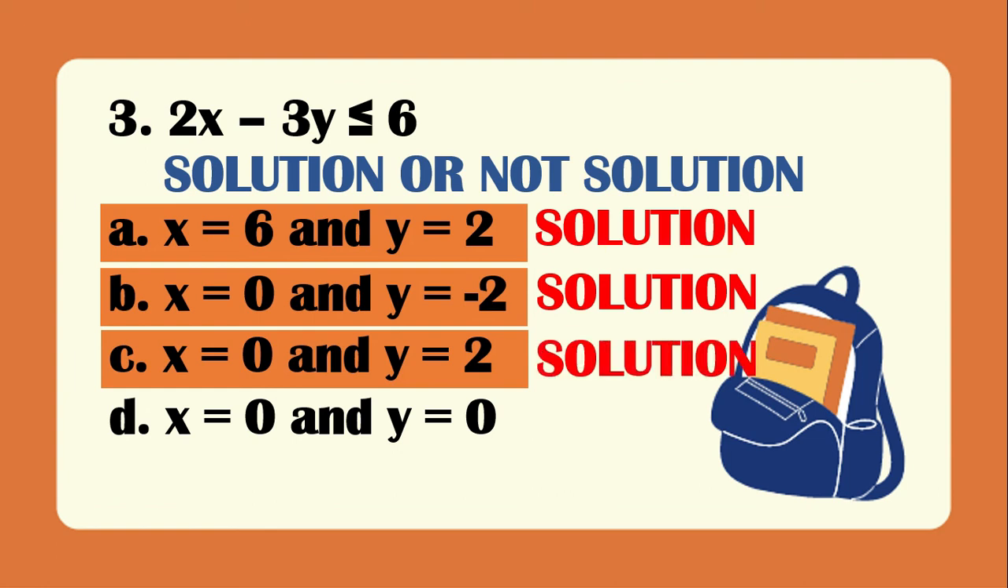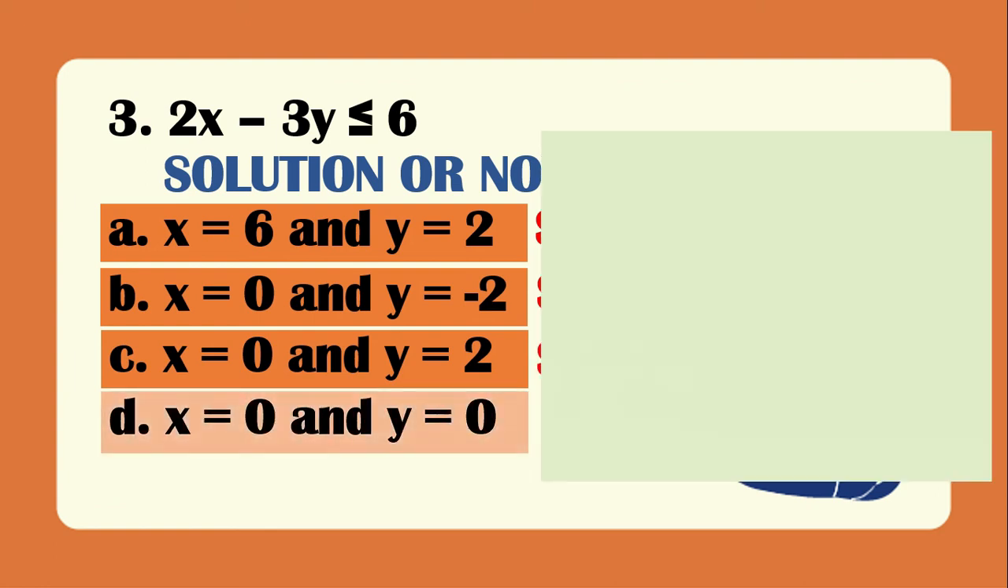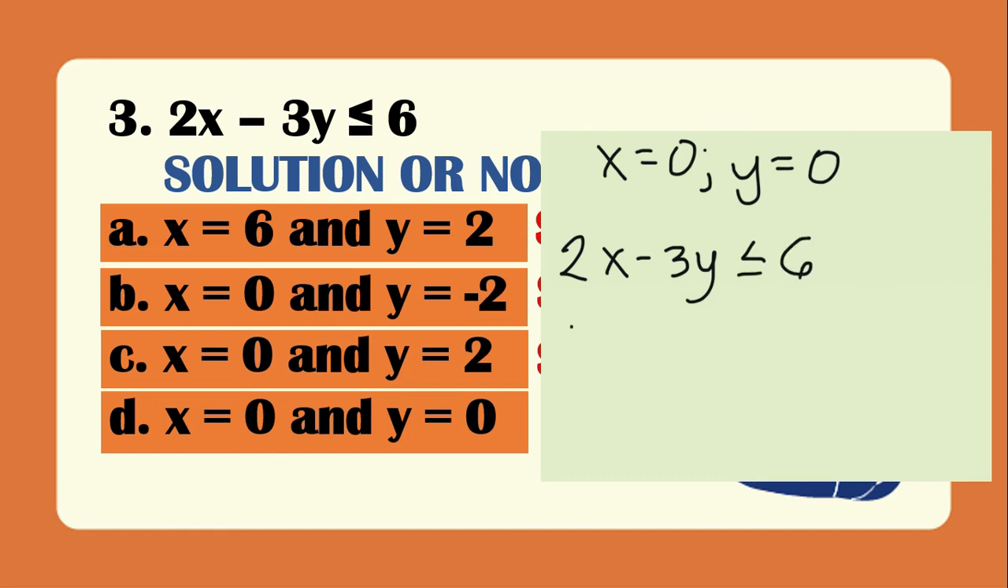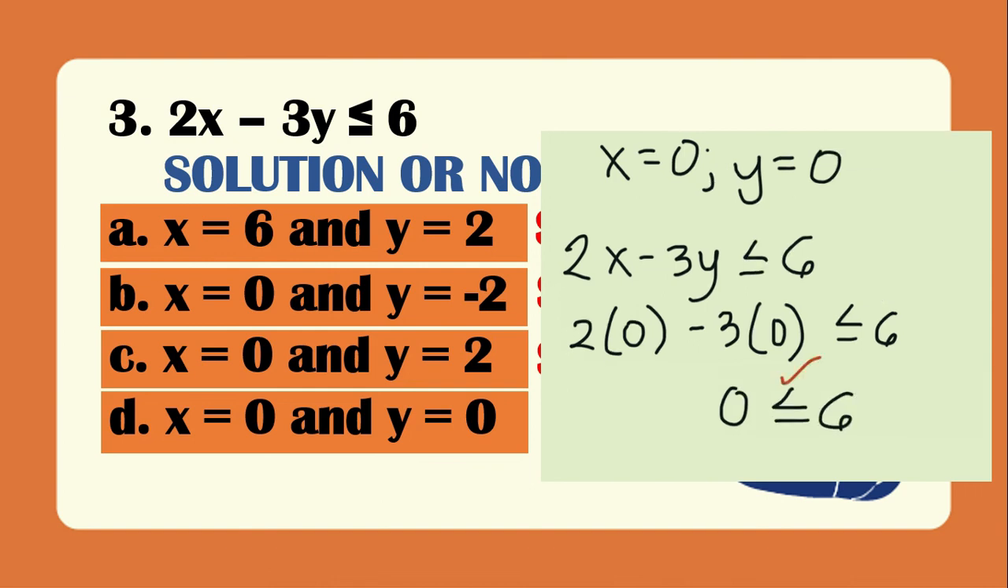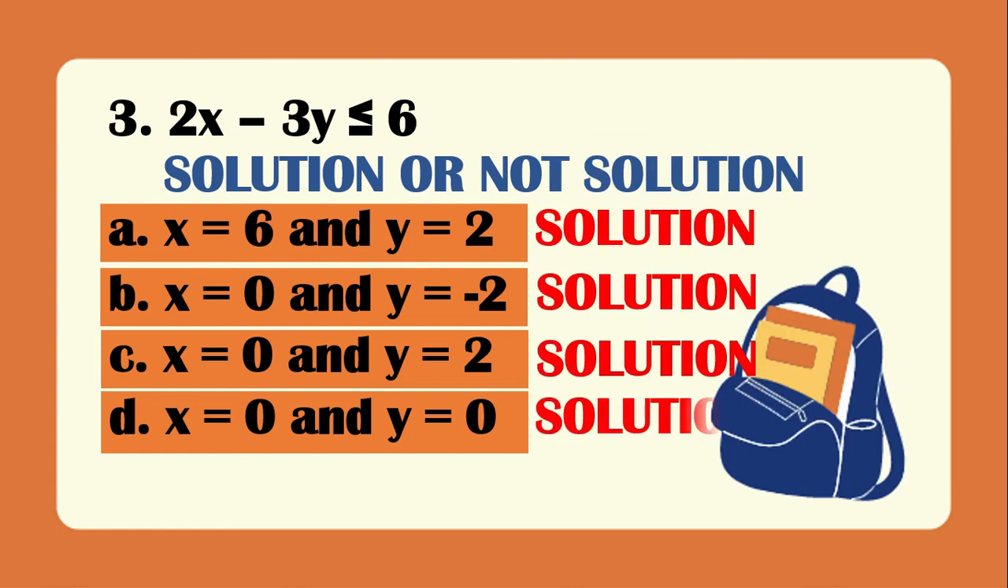Let's have the fourth one. X is 0 and Y is 0. Substitute the values of X and Y. And then simplify. So we have 2 times 0, that is 0. Negative 3 times 0, that is still 0. Is 0 less than or equal to 6? Yes. So meaning the fourth one is also a solution.